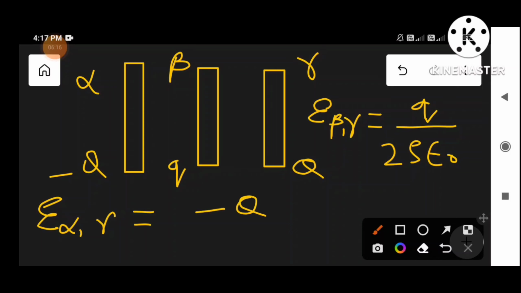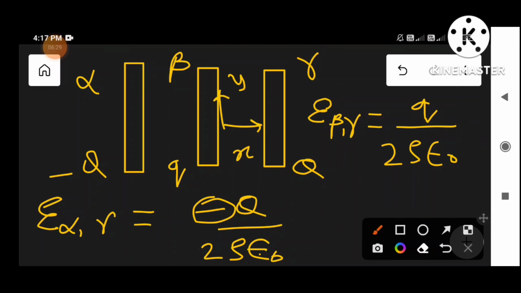So the electric field due to plate alpha on plate gamma is this one, and I wrote this minus sign. This is because it is given in the problem. This is the positive x direction, this is the positive y direction. So basically the electric field due to this plate alpha is in this direction. Electric field due to plate beta on plate gamma is in this direction.